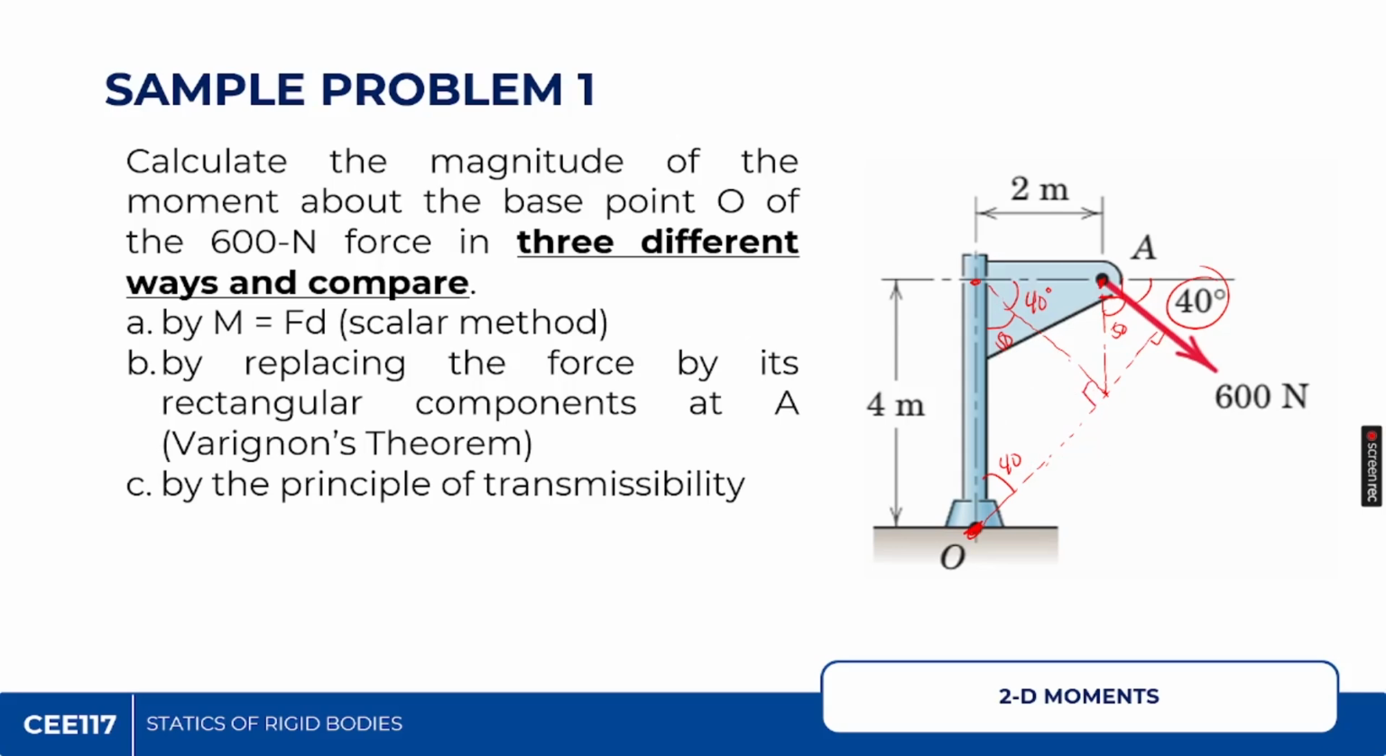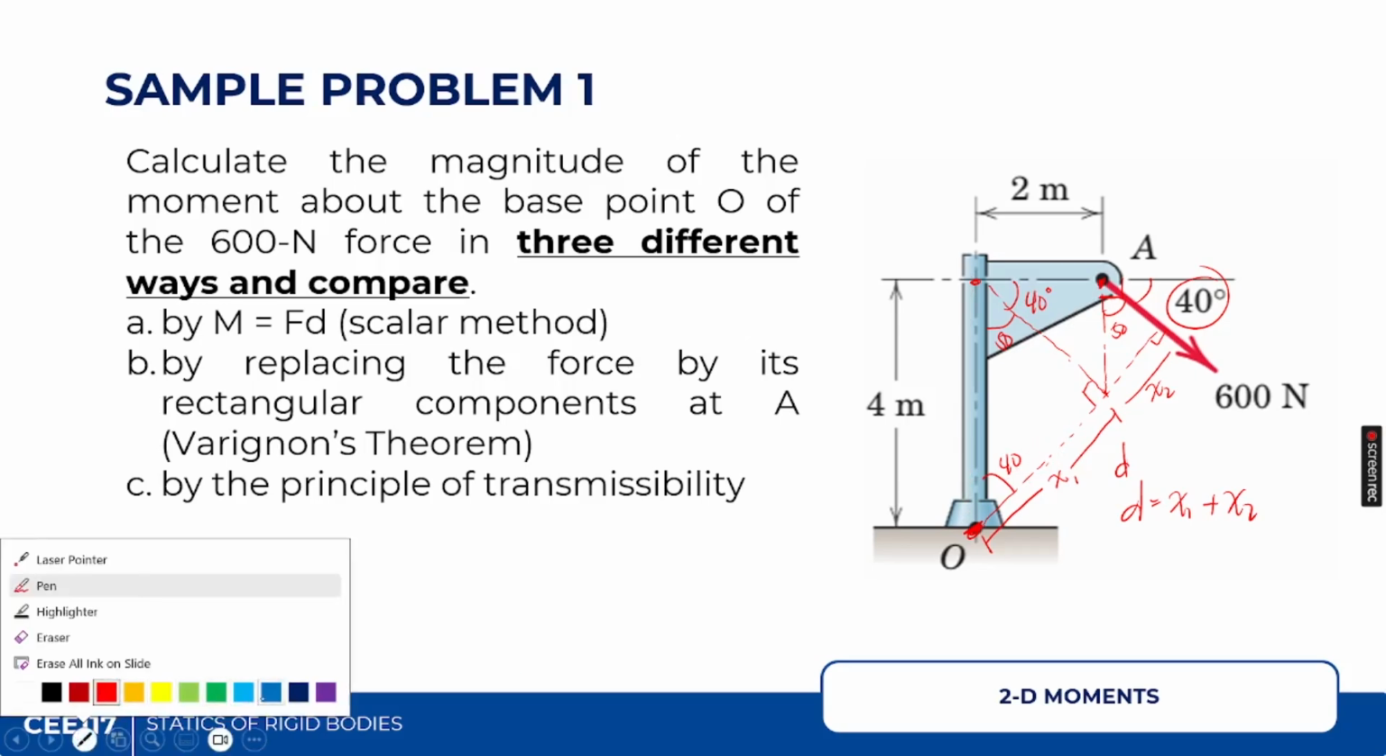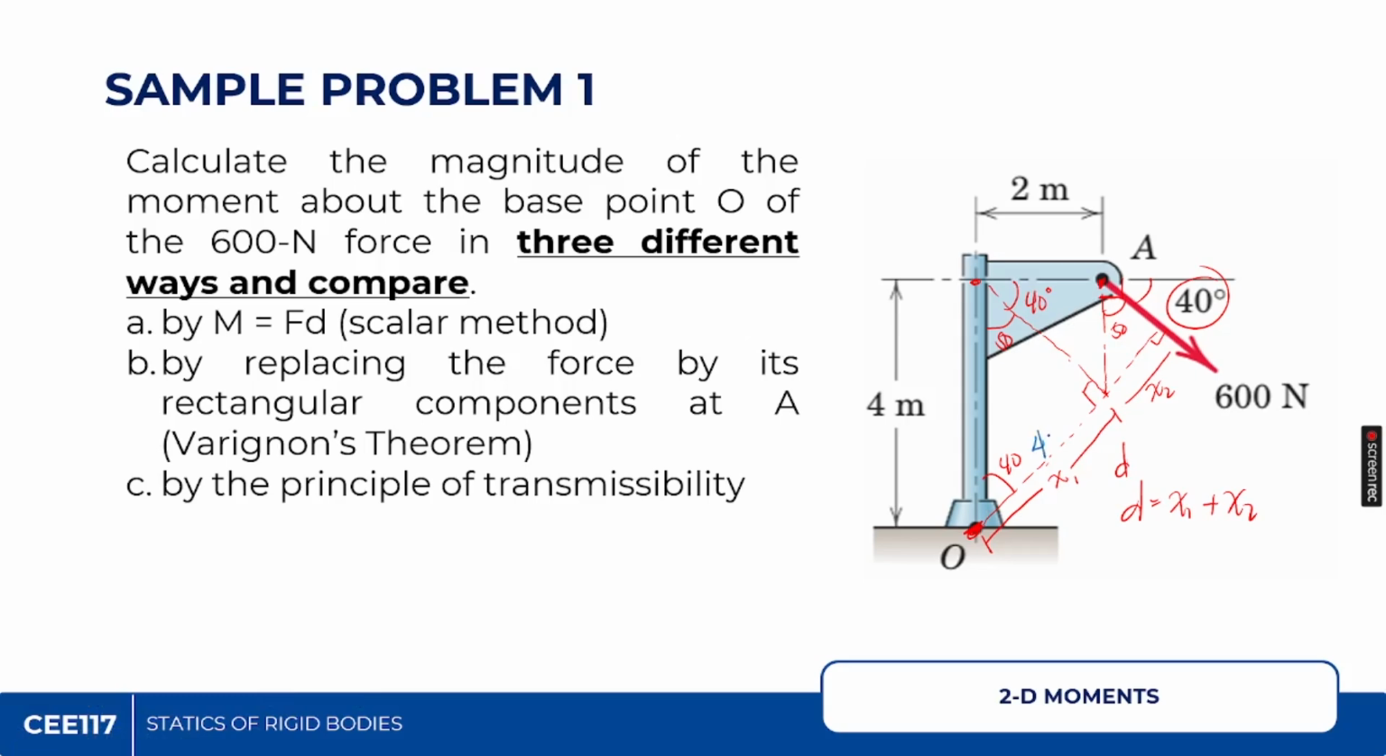So basically, our perpendicular distance we can say is x1 plus x2. The x1 is obviously with 40 degrees, and we have a hypotenuse of 4 right here. So this one is adjacent to your 40, which means it is equal to 4 cosine of 40. This is x sub 1.